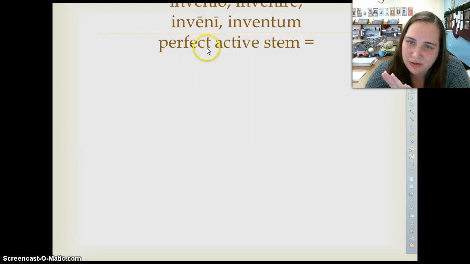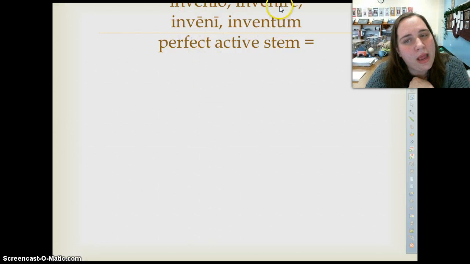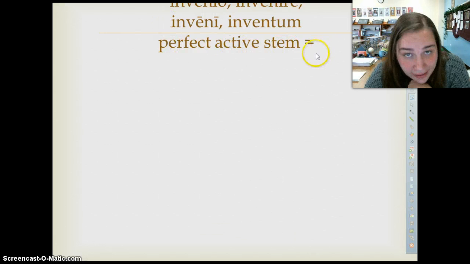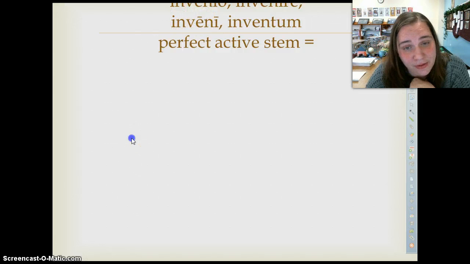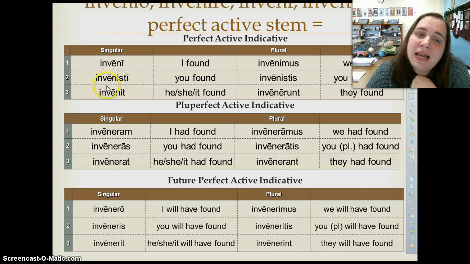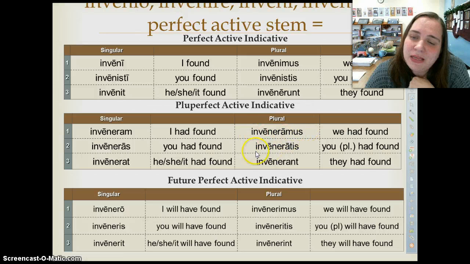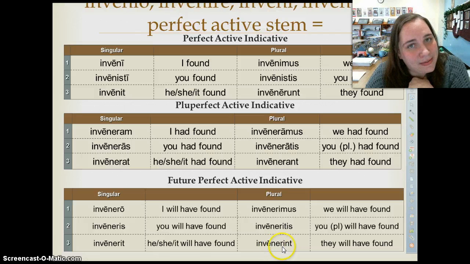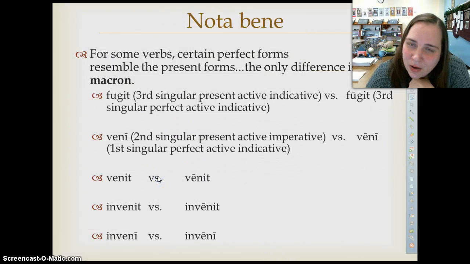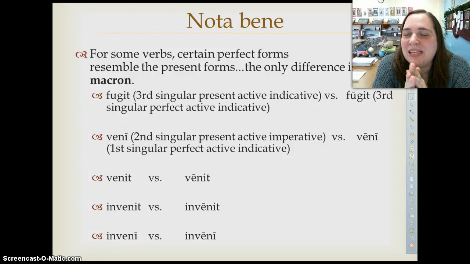One last verb, again, just to put a fine point on it, inveniō, invenīre, invēnī, inventum. We take our third principal part, remove the I, and so our perfect active stem is invēn with the macron. Okay, so invēnī, invēnistī, invēnit, invēnimus, invēnistis, invēnērunt, invēneram, invēnerās, invēnerat, invēnerāmus, invēnerātis, invēnerant, and invēnerō, invēneris, invēnerit, invēnerimus, invēneritis, invēnerint.